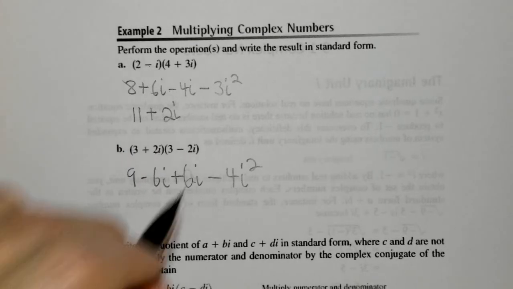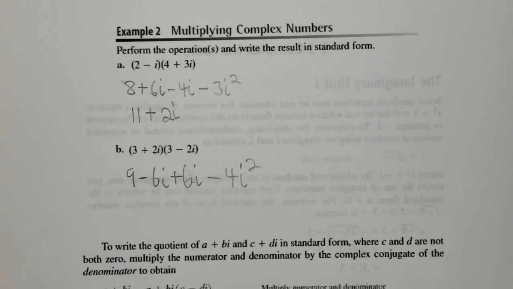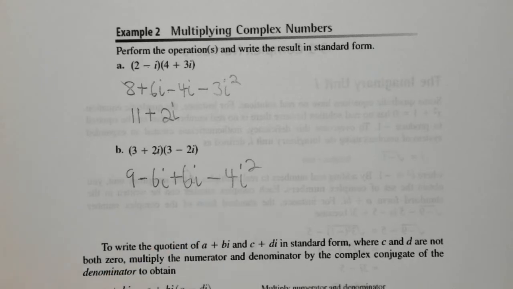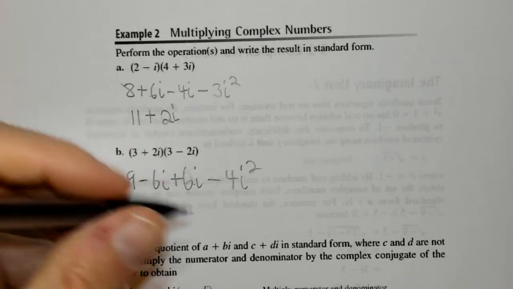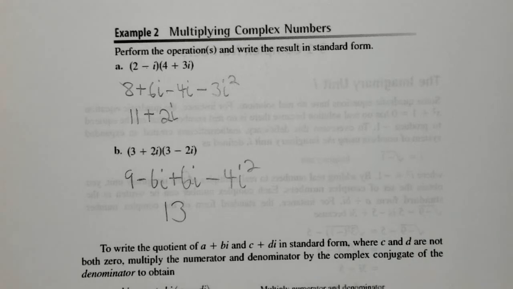All right, so those will disappear in the middle. And here, remember, i squared is negative 1. So negative 1 times negative 4 is going to be positive 4. And if I add that to 9, then my answer here is going to be 13. Okay? So we're just multiplying these out and then simplifying it.